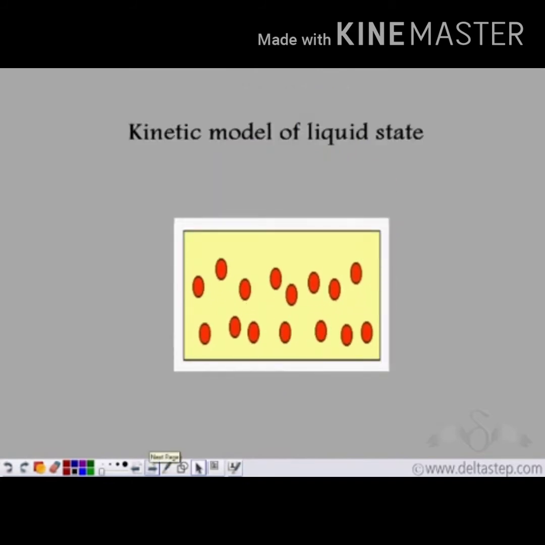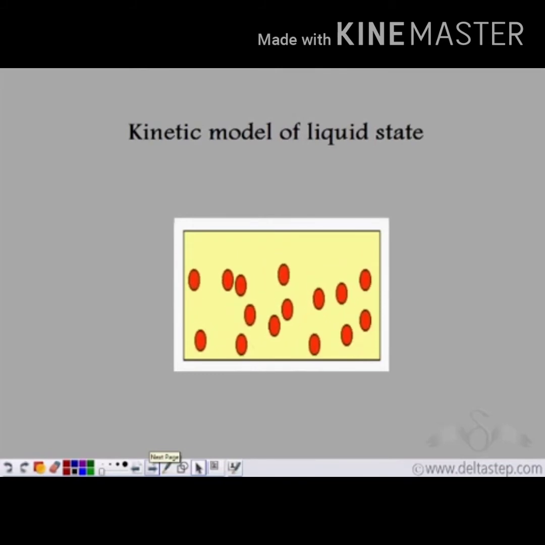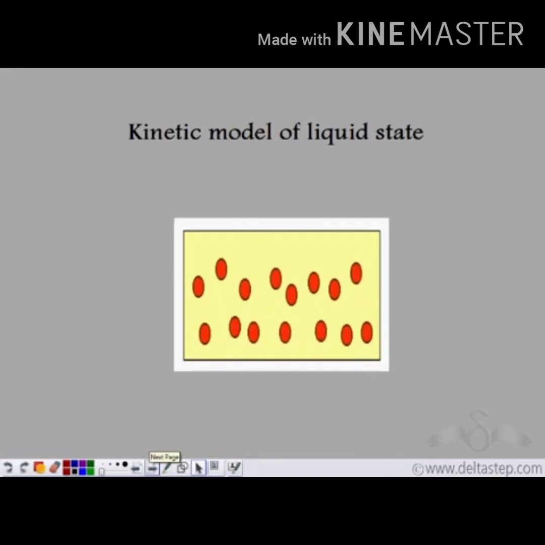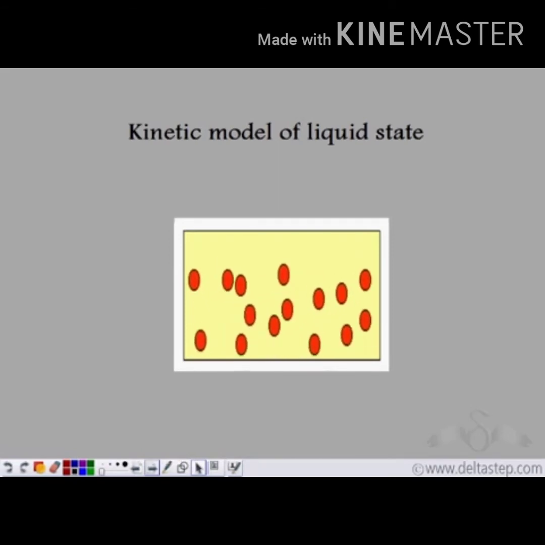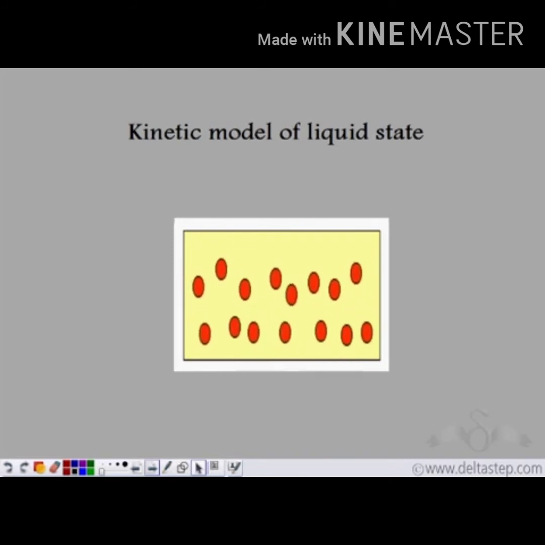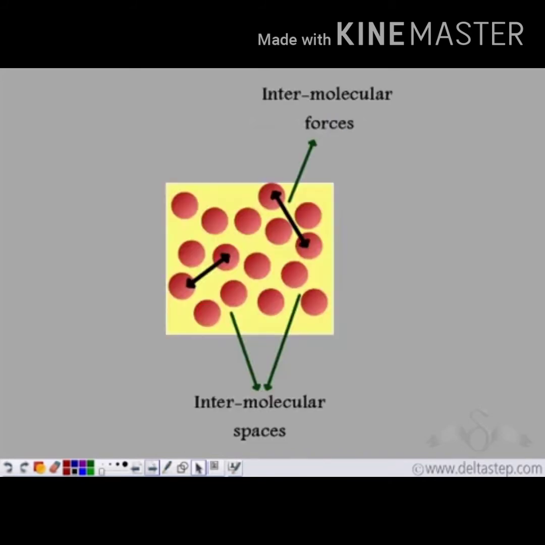Let's see the kinetic model of a liquid state. So this is the kinetic model of a liquid state, in which the particles are not as close to each other as in the solid state. They are able to move a little more freely than in the solid state. So this is what we get for the liquid state. In liquids, the spaces between the particles are larger as compared to solids. So the intermolecular spaces for liquids are larger as compared to solids.